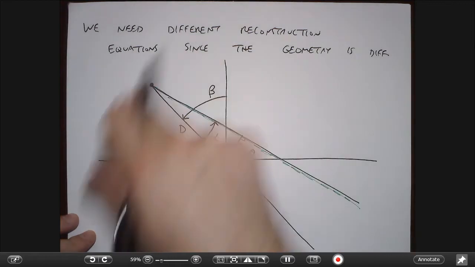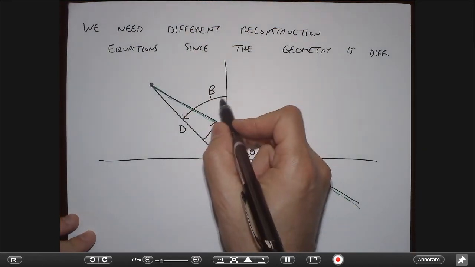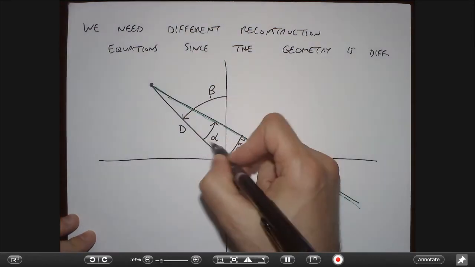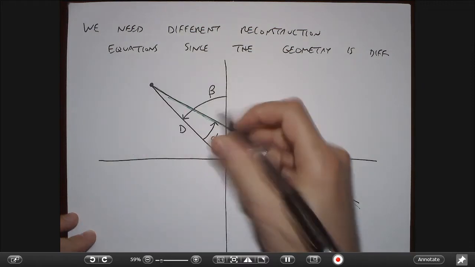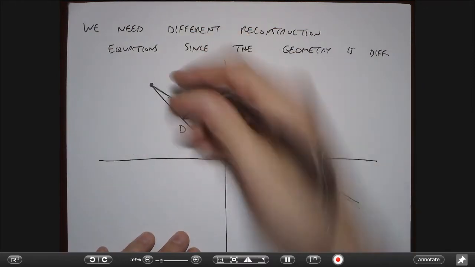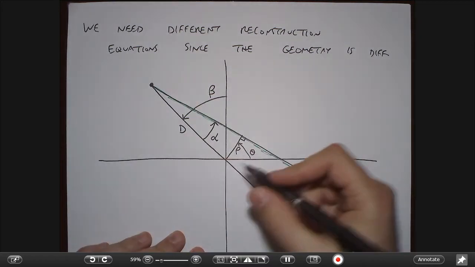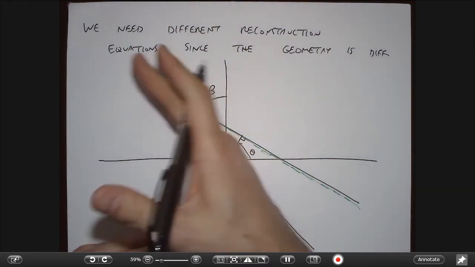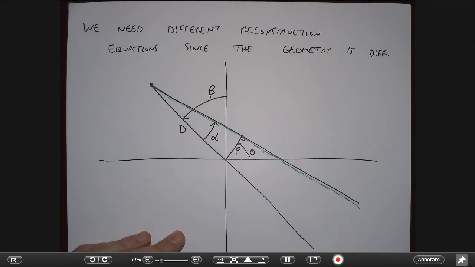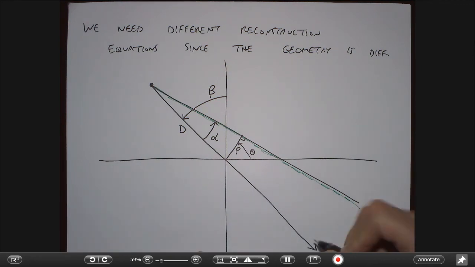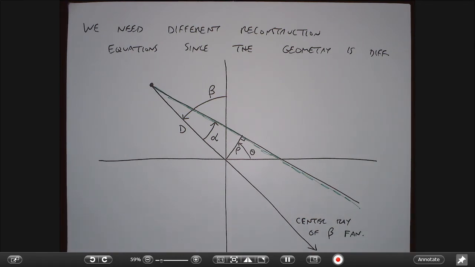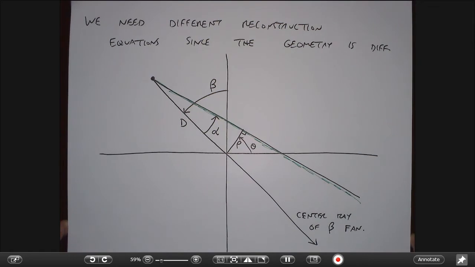Right, so the idea is that as I rotate the source around the patient, that corresponds to changing beta. And then within a fixed beta, alpha tells me where I am within the fan of beams that's going out radially, right? And so when alpha is 0, I'm along the center line of the beam, okay? So this here is like the center ray of the beta fan, okay?